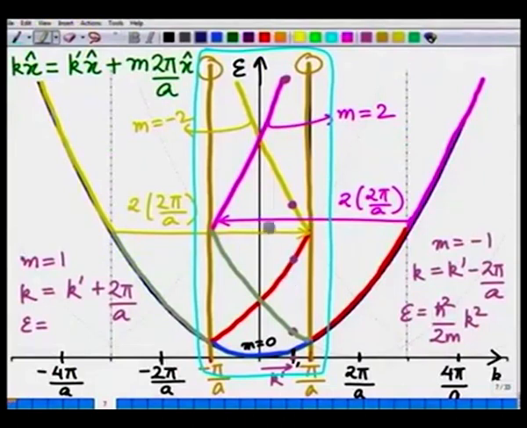And not only that, since it is symmetric about k equal to 0, you need to plot within the first Brillouin zone only half of it. That should be adequate. If you plot only this half, from here to here, that should be adequate to represent the band diagram, because we know the other side is simply the mirror image of it. So now you can plot this band diagram only within half of the Brillouin zone.